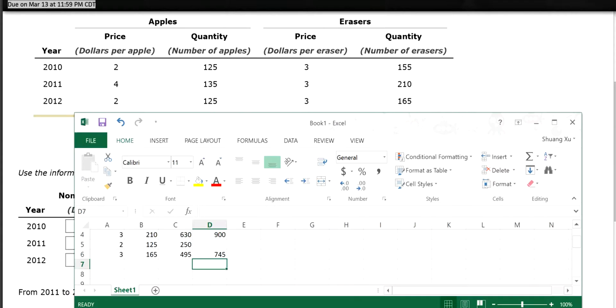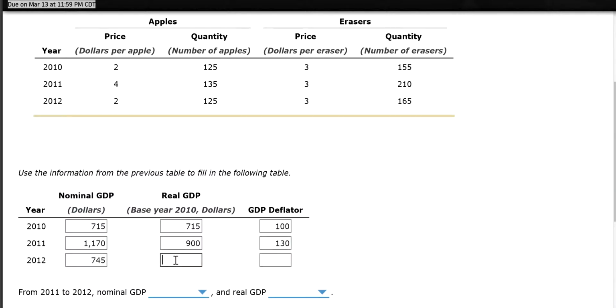And then for real GDP, again, we're going to stick with our 2012 quantity. So this number stays the same. What will change is our prices. The price will change from 2012 to 2010. But luckily, for my problem over here, my 2012 and 2010 price are the same. So apple still $2, and then the rest is still $3. So my real GDP is also 745. So 745 for real GDP, and then my GDP deflator again is going to be your nominal GDP, so 745 over real GDP 745 and times 100. So again, this is 100.